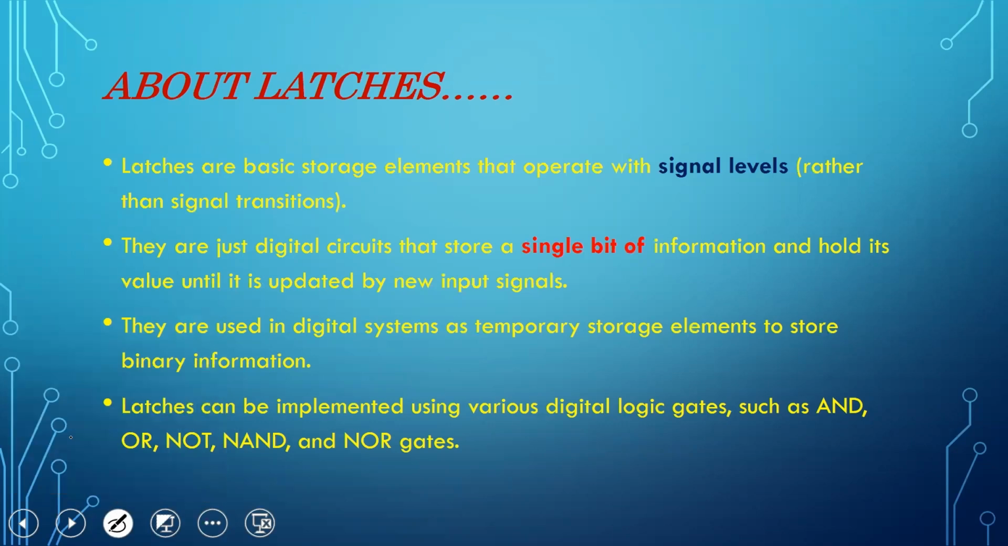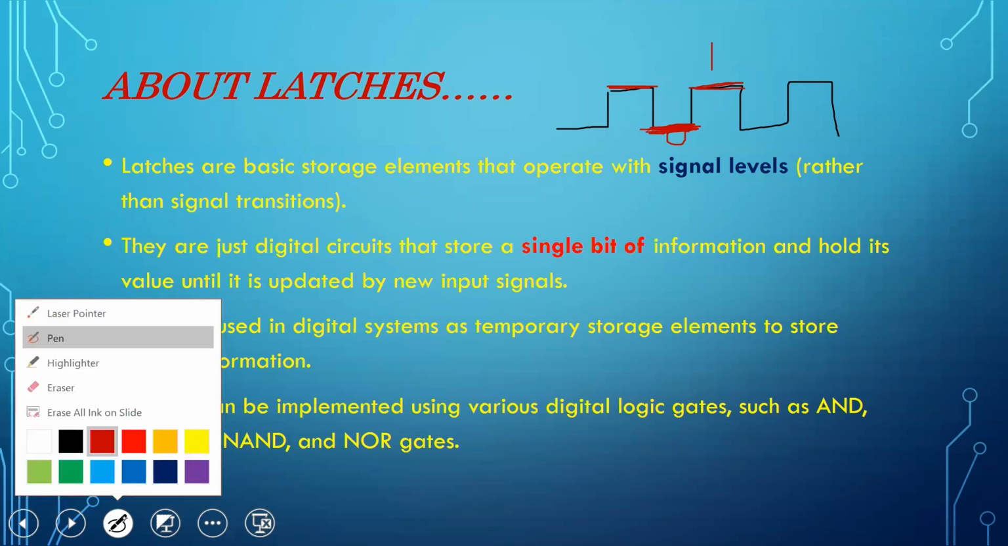Firstly, you need to know the meaning of signal level. This is called a signal level. This is one level and this is another level. Let us assume this as 1 and this as 0. So these are signal levels. The output of a latch always depends on these signal levels.